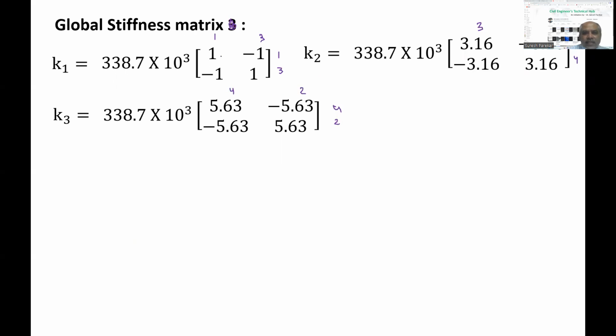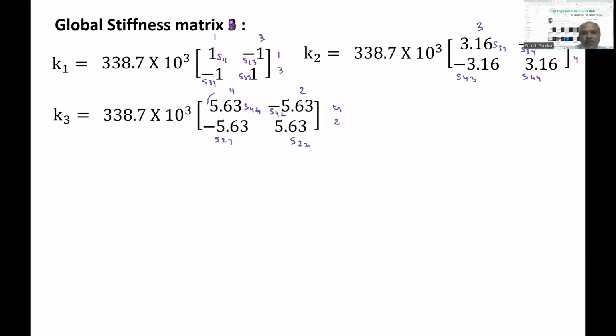Now if I write this, this will be S1,1. This will be S1,3. This will be S3,1. This will be S3,3. Then we have S3,4. This will be S4,3. S4,4. And then if we go here, we have S4,4, sorry. This will be S4,2. This will be S2,4. And this will be S2,2.